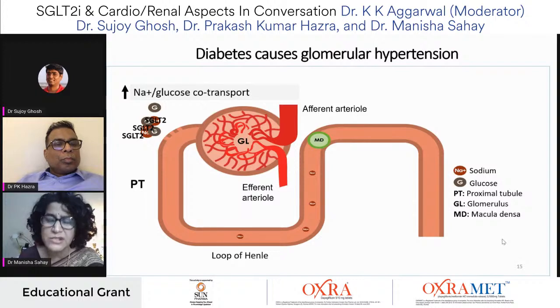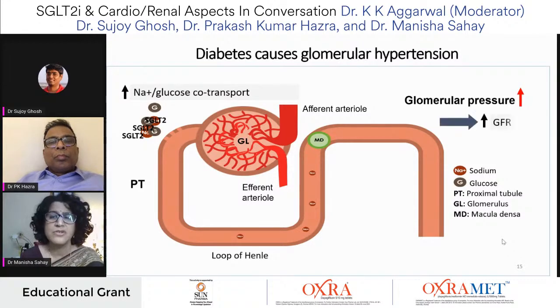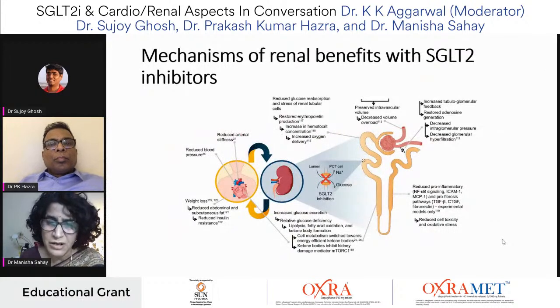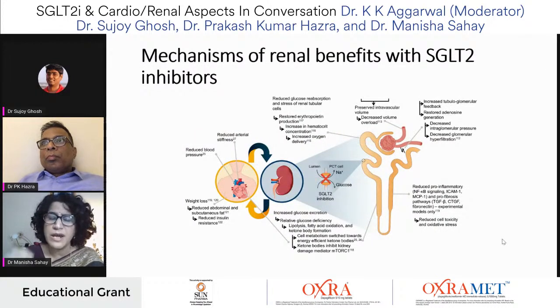And what does this do? This causes hyperfiltration. And as I said, this causes injury. Hyperfiltration is bad. And this is exactly what is blocked by the SGLT2 inhibitors. So this is their main mechanism of action. That is, they reduce the intraglomerular pressure and the hyperfiltration.